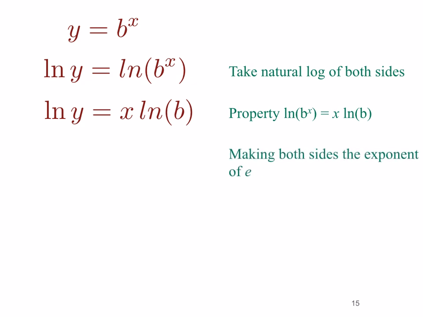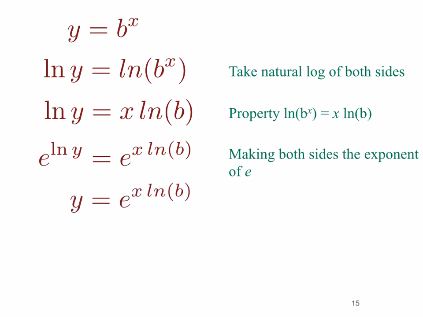Now, making both sides the exponent of e, we get e to the power of natural log of y is equal to e to the power of x ln b. Now, remembering that e and the natural log of x in general are inverses of each other, that means that e to the natural log of y would be y. And then on the right-hand side, nothing has changed, so that's e to the power of x ln b.